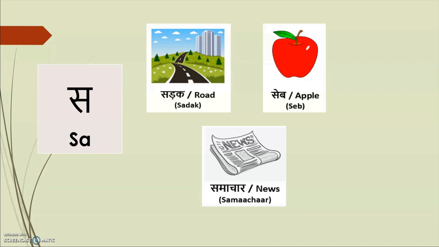So in the first picture, we can see road. Road in Hindi is called Sadak. In the next picture, we can see apple. Apple in Hindi is called Seb. It is called Seb. And in the third picture, we can see news. News in Hindi is called Samachar. It is called Samachar. So all these three objects begin with the letter Sa.